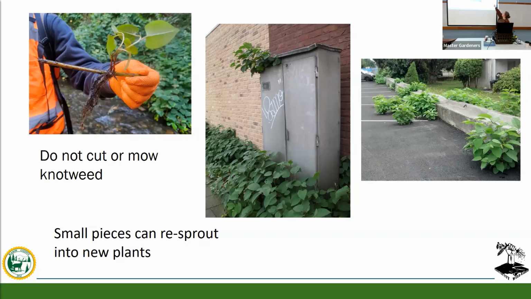And then you can see here some more impacts in an urban environment. So there it is growing up along the side of a building, coming up through a utility box. And then we can see in this photo here, it's pushing up through asphalt and is spreading in that lawn. So likely it was mowed here, and that is encouraging root production.